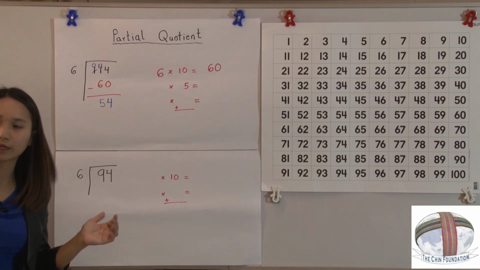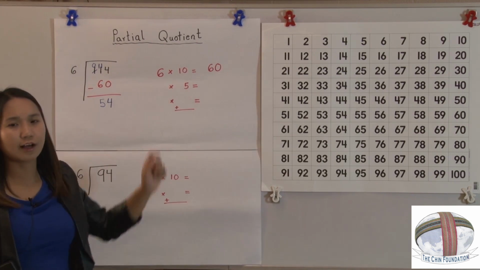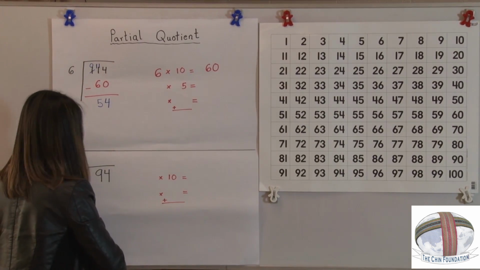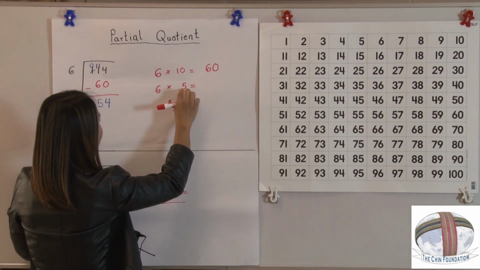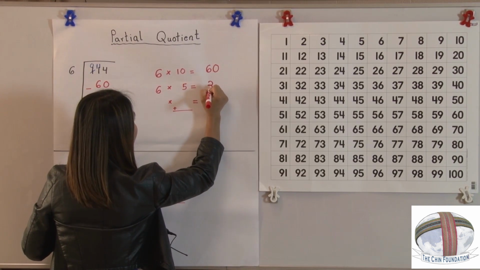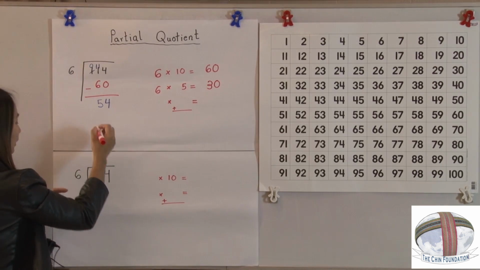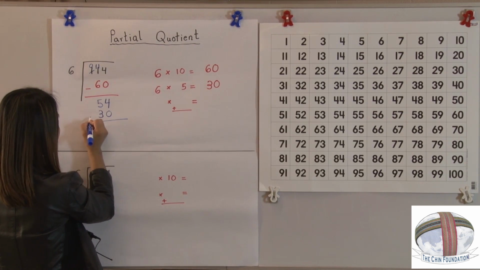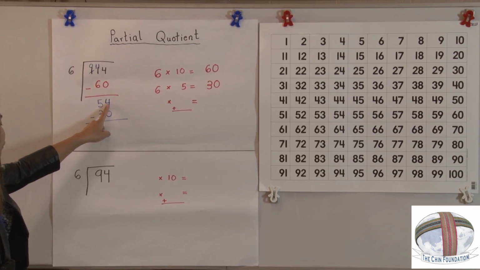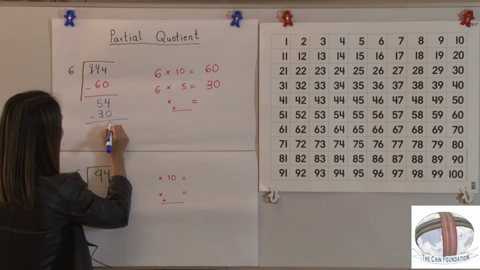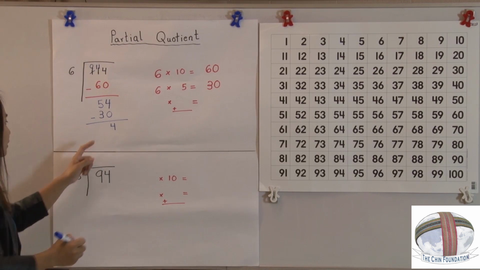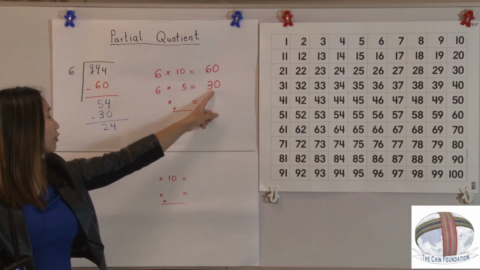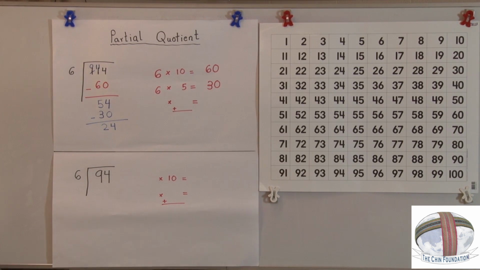5 is easy. 6 times 5 is what? 30. Okay, 6 times 5 is 30. We'll put this number right here. 30. Need to minus. 4 minus 0 is 4. 5 minus 3 is 2. Okay. We can't do 5 anymore because it's already 30 and this is only 24, right?